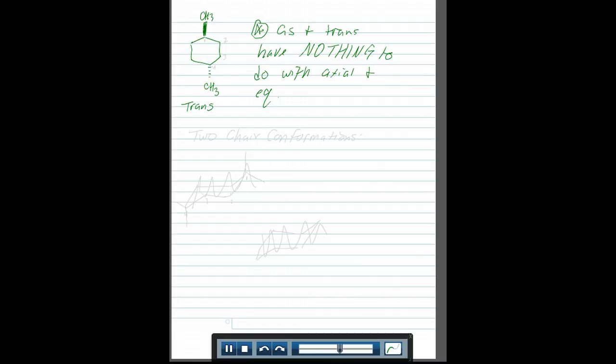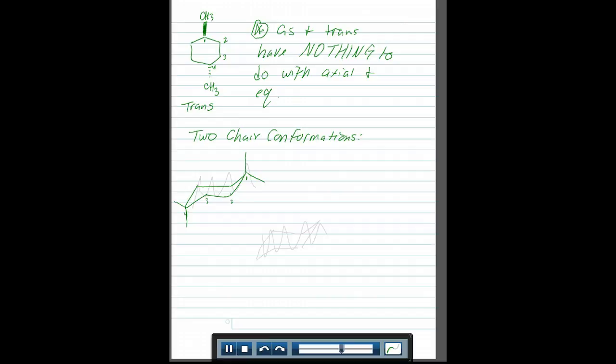So let me draw the two chair conformations for this molecule, because everything has two chair conformations, because you can ring flip it. Okay, so here's a chair. Let's call this carbon 1, carbon 2, carbon 3, carbon 4. I'm going to put a methyl group, so I have an axial position and an equatorial position, and an axial position and an equatorial position. Unfortunately, I kind of ran out of room there. Let me redraw this. I'm going to scoot it over.